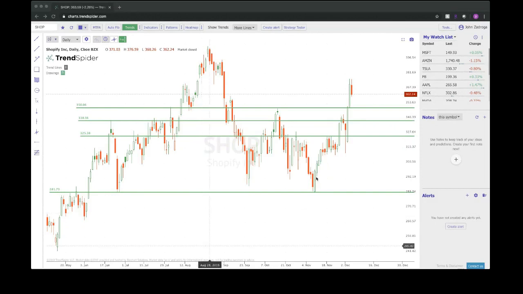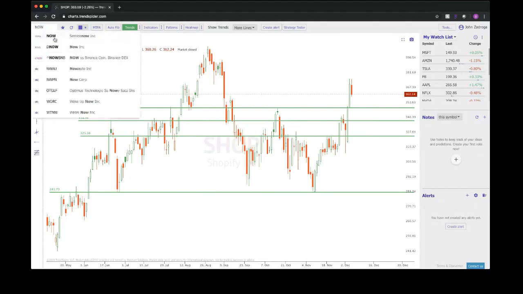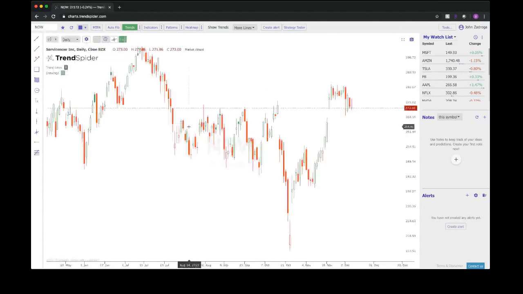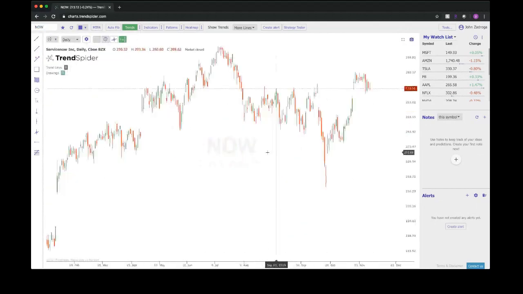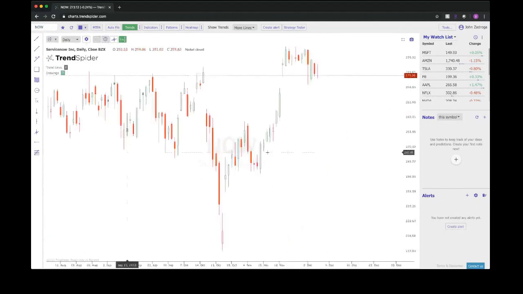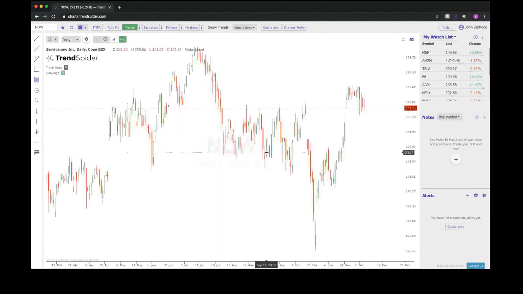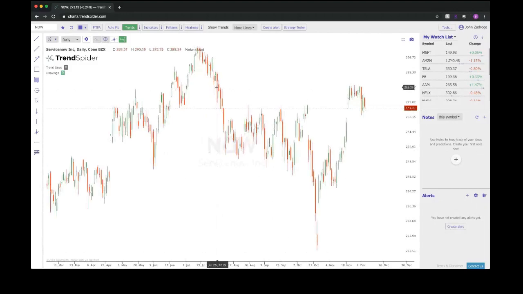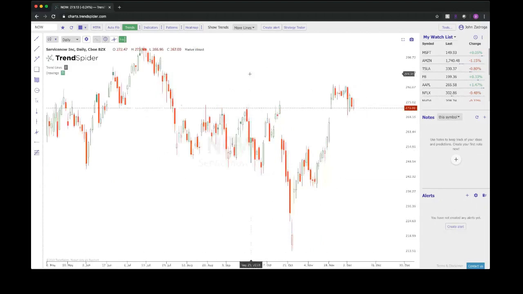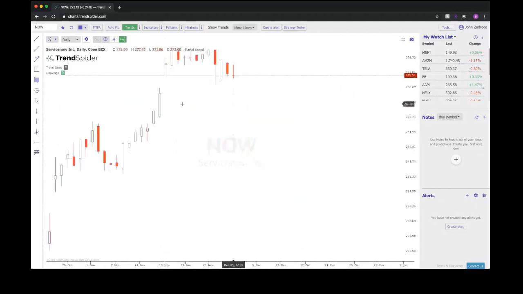All right, question, your take on NOW. Okay, let me take a look. All right, so I'll go over it really quickly. It looks like 283, 284 is a pretty hard area. And I would say if it can't get back over 276, it's probably going to fill this gap below to 268.